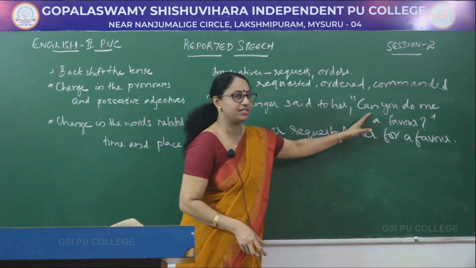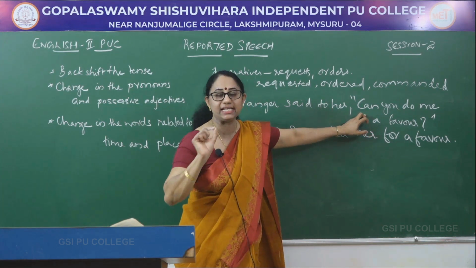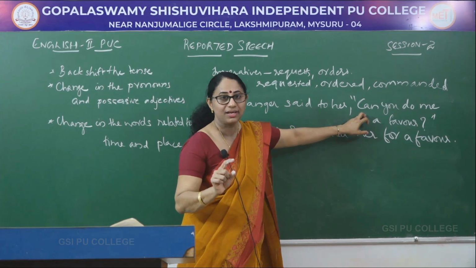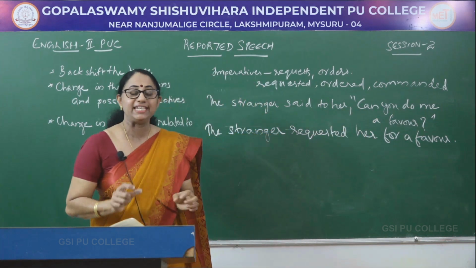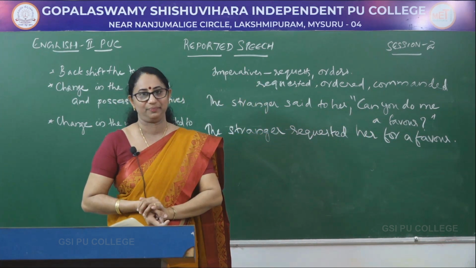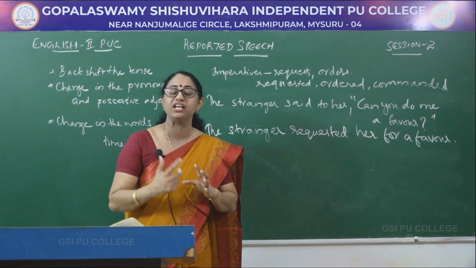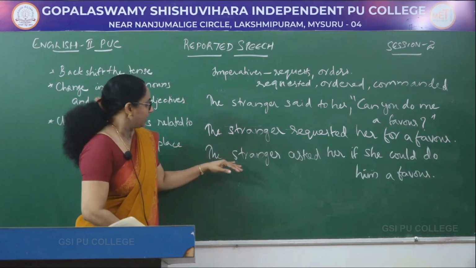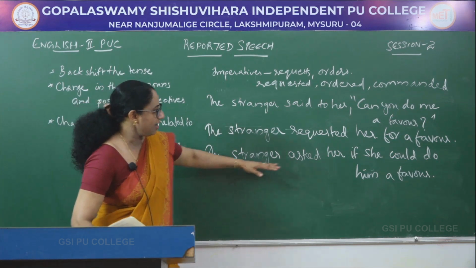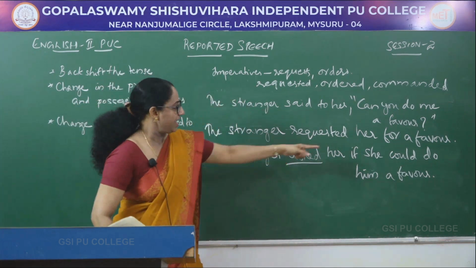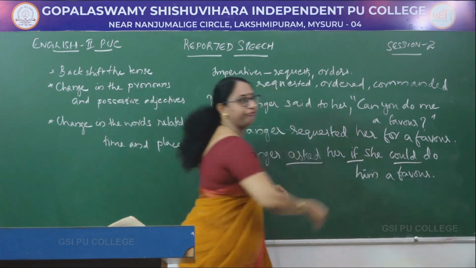Now, see this. From the tone of this, we understand that it's a request. But the form is that of a question. Can you do me a favor? It is a yes or no question. So we can also convert this sentence as if we are converting a yes or no question. This is how we do that. By treating it as a question, the stranger asked her if she could do him a favor.